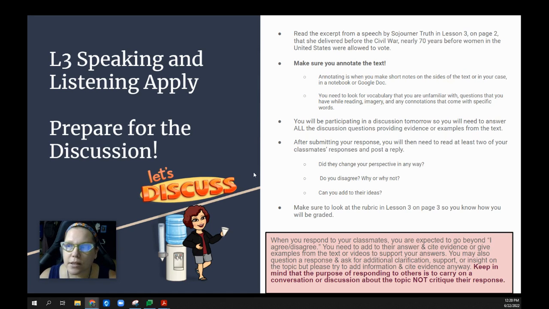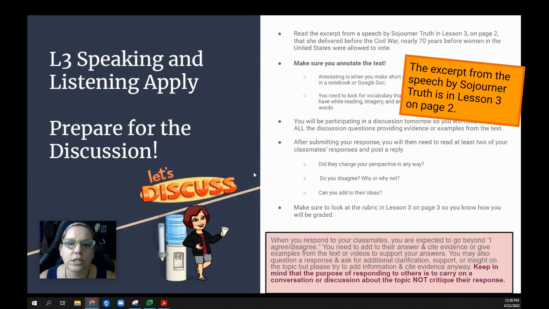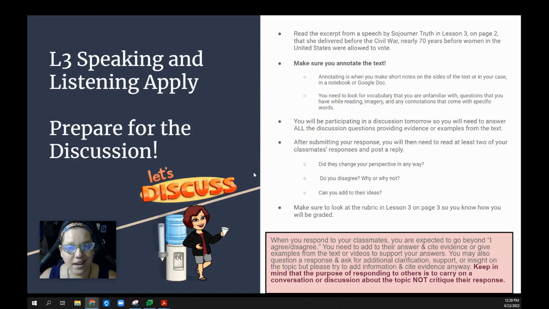Okay, so that being said, for this particular lesson, you're going to read the excerpt from a speech by Sojourner Truth in lesson 3 on page 2 of that lesson. She delivered this before the Civil War, nearly 70 years before women in the United States were allowed to vote. So as you're reading, make sure that you annotate the text.